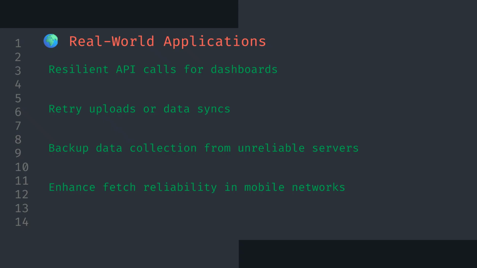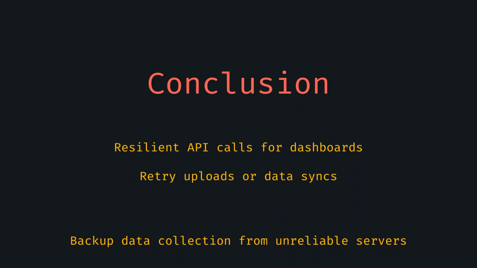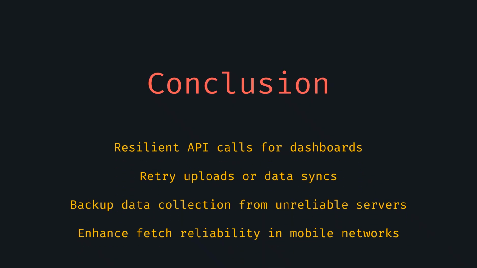Let's recap what we built. Today, we've learned how to retry API calls in JavaScript using promise. It is a powerful pattern for writing fault-tolerant apps. Try it out next time you're working with real-world APIs.